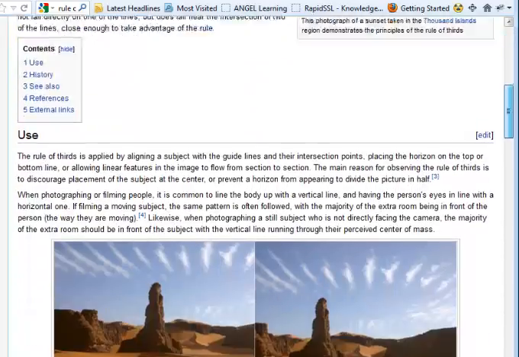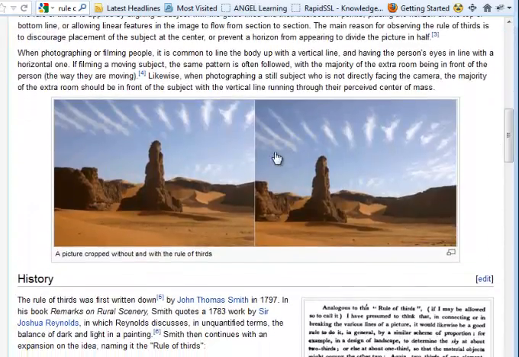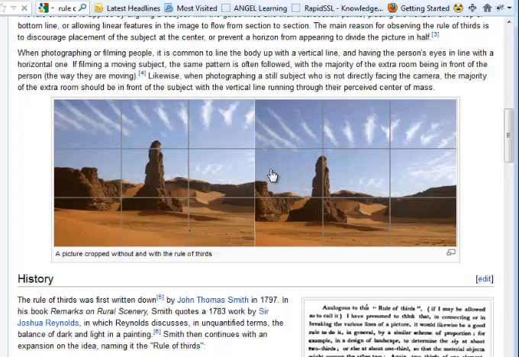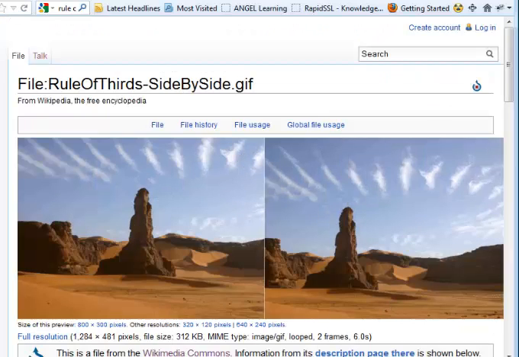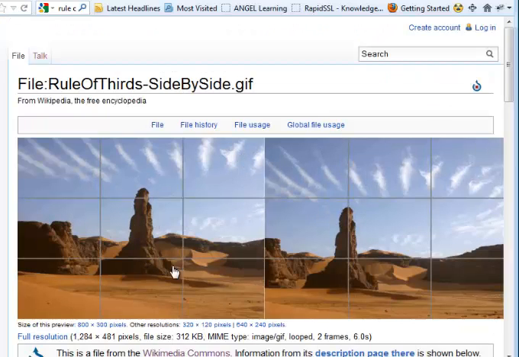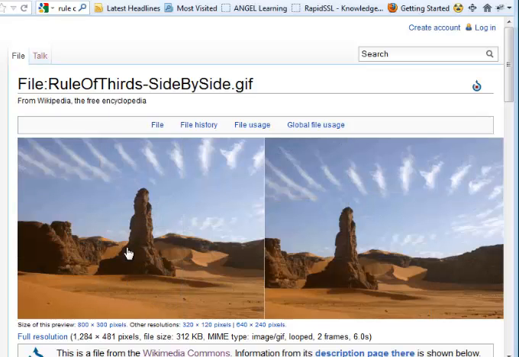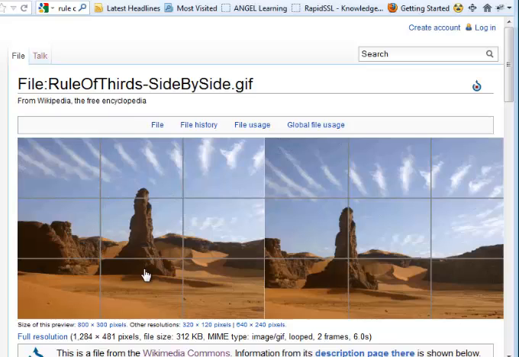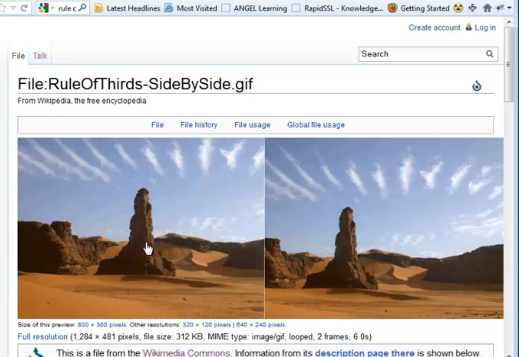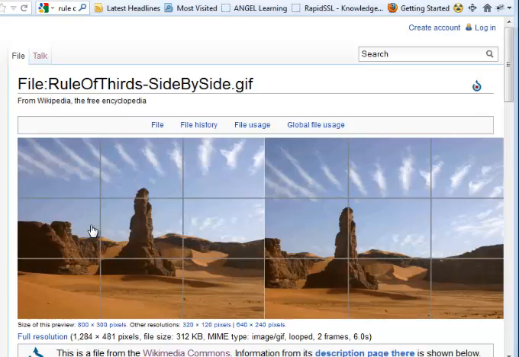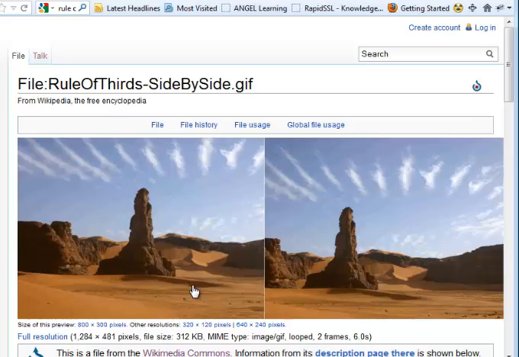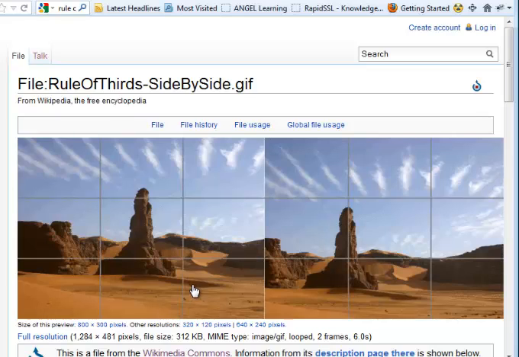Let's go ahead down a little further here and take a look at two images side by side. One of them has had the rule of thirds applied and one of them has not. As we see here, the image on the left does not have the rule of thirds. This stone structure is sitting right in the middle of the picture. It's not along one of the vertical rule of thirds lines. And so the image, many people would say, looks a little static, doesn't look as interesting.